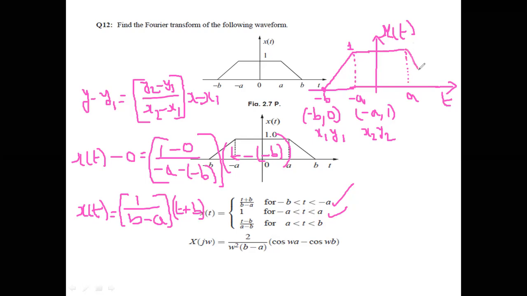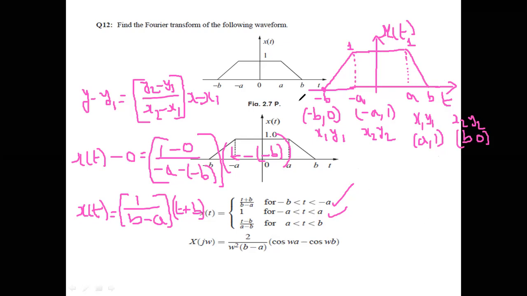Now another line equation is there, at b. Now what are the coordinates here? Now let's assume x1, y1. What is x1, y1? x1 is a and y1 is 1, and x2 is b and y2 is 0. Okay, now you can find out the line equation by using these two points.